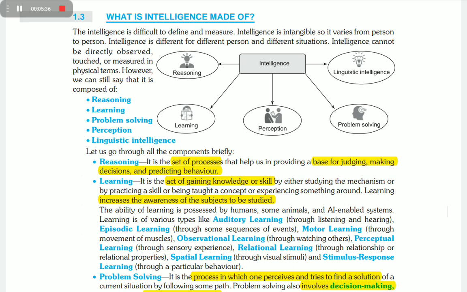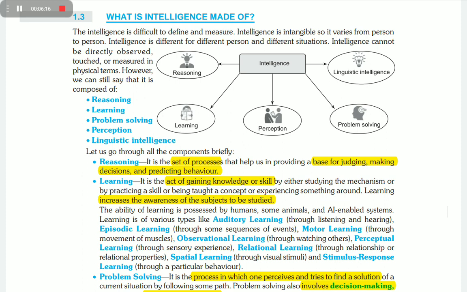Intelligence means something resolved, and tangible means unresolved or tangled, I mean. The next line is: intelligence is different for different persons and different situations. That means the same intelligence can't be used for different persons or different situations. It is written this way.